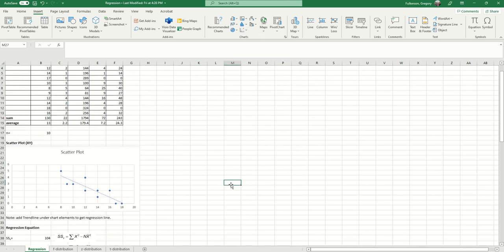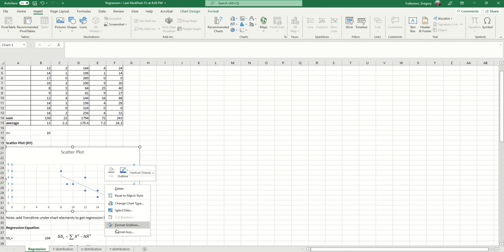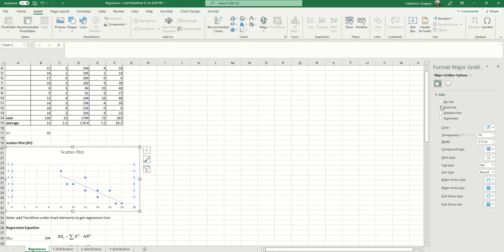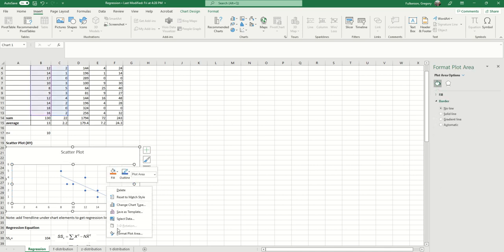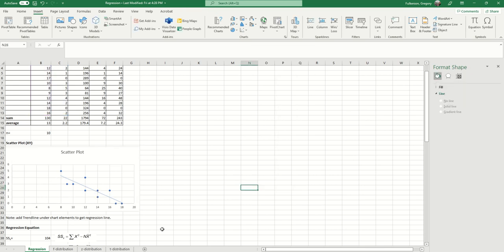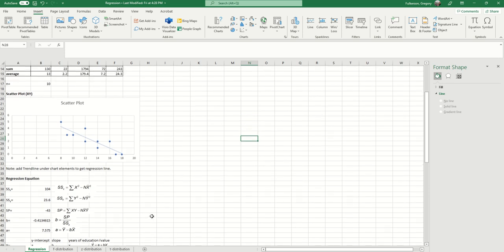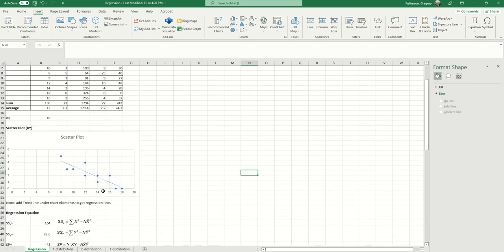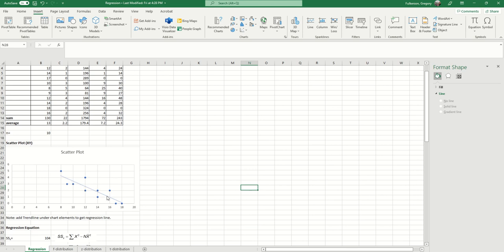And then, as you'll see once you create it, you can format the axis and the grid lines. Format the plot area. Okay, all these options, and one of these options, of course, is to draw a regression line. So that's just a descriptive looking regression line. So what we want to do now is discover what the mathematical formula is for this line.